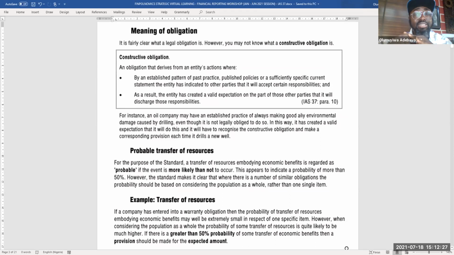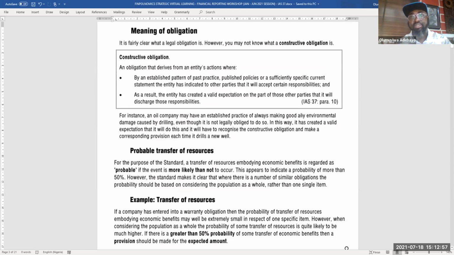On the other side, the nature of what you want to provide for might be such that it is a single item or a single occurrence or outcome, such as legal cases, cases for damages, suits, and all sorts of things. In that case, it is more likely that the most likely outcome will need to be adopted rather than the expected value.